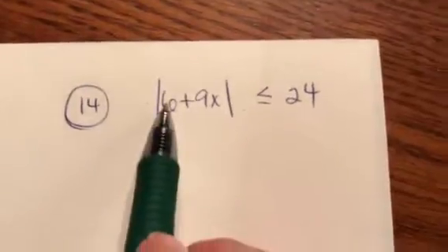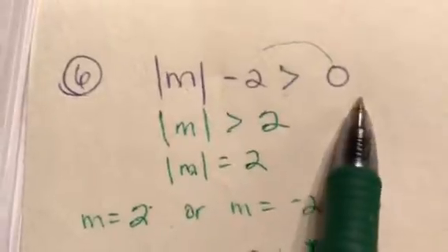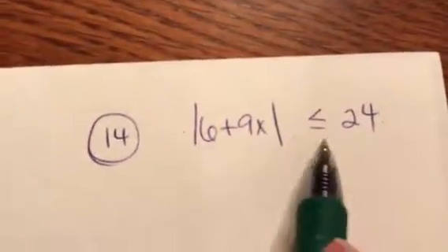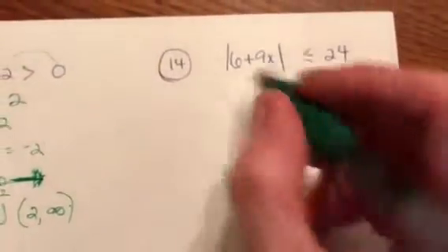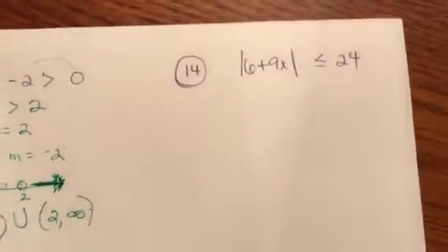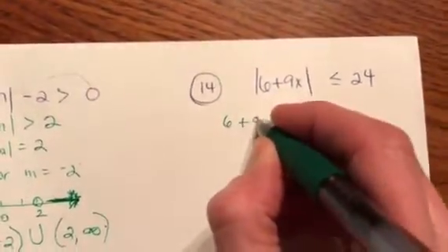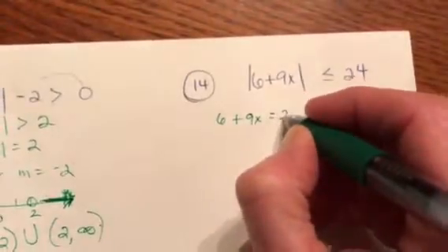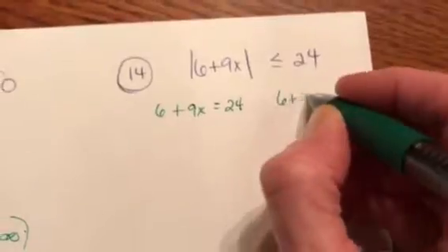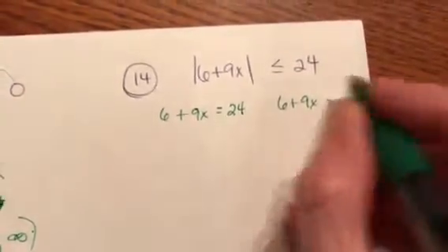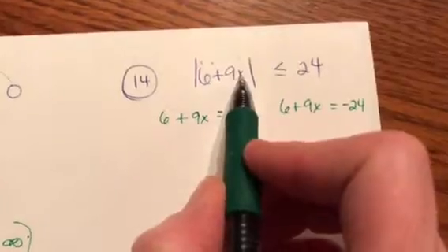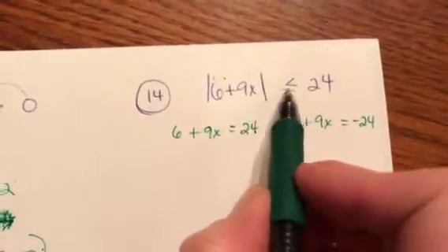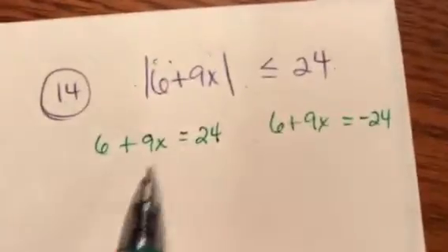Get your absolute value bars by itself. Notice this one, they're already by itself. This one, it wasn't. I had to move the 2 over. So this one's already all by itself. So what I'm going to do just for a minute is pretend that this says equals. I don't care what it says. If it says greater than, less than, I don't care. But to find my 2 key points, I'm going to pretend it says equal. If it said equal, one time it would equal 24, and one time it would equal negative 24. Because if this was negative 24, when you take the absolute value of it, it would equal 24. So I'm going to do it twice.